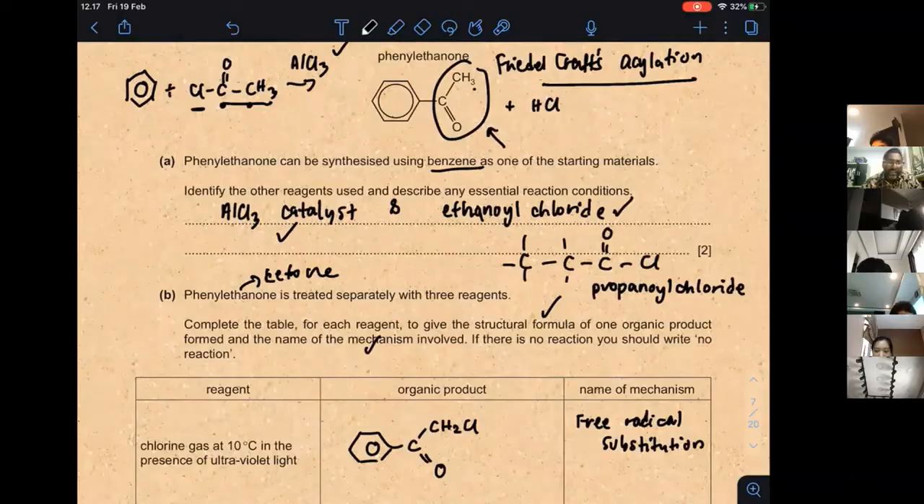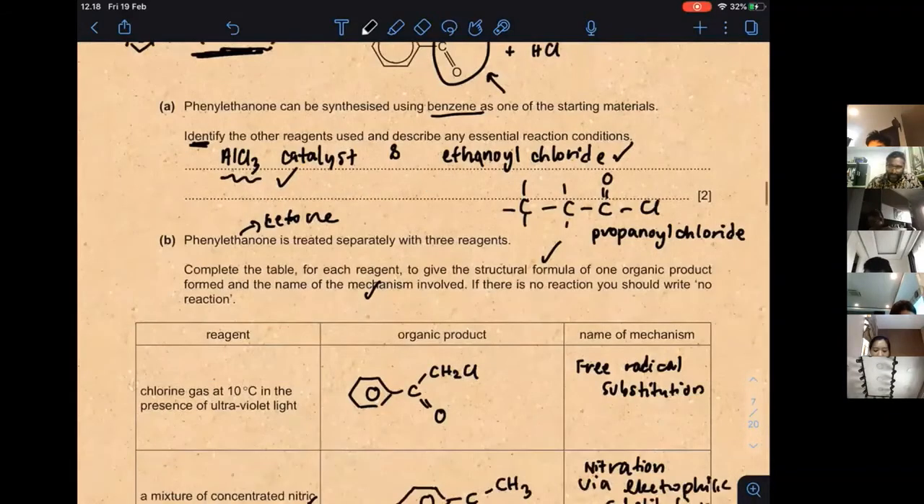But again, if you just want to write this one, since they say identify only, still okay. But I'm just worried if they ask you to name the reagent, then you can't even write down AlCl3. You need to give them the name aluminium chloride, catalyst. So please be careful of that.